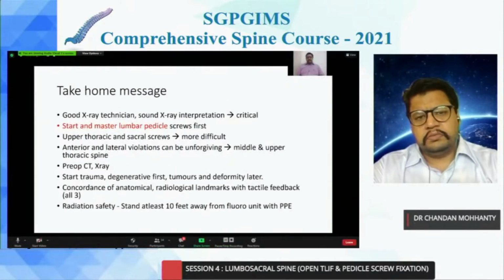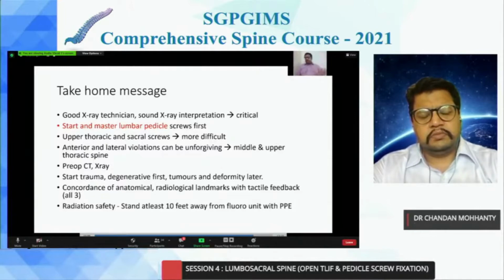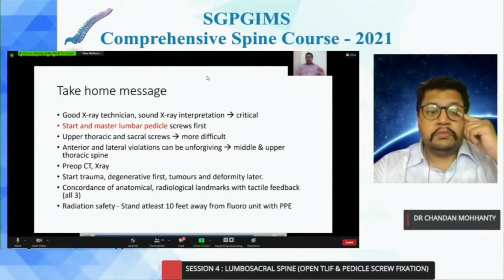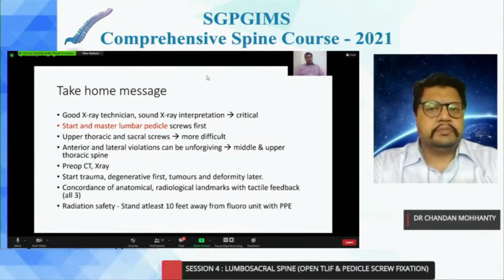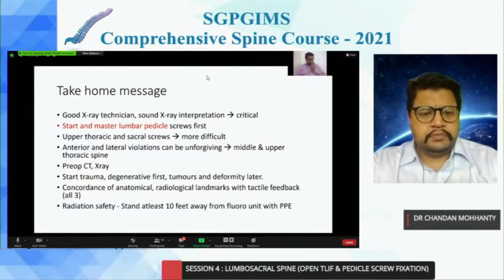So my take-home message: you need to have a good X-ray technician. That is extremely important. Cannot emphasize this enough. You should have good X-ray interpretation as well. You start and master the lumbar pedicle screws first. Upper thoracic and sacral screws are usually more difficult and can be mastered later. A study of the pre-op CT and X-ray is important. We start with trauma and degenerative cases first. Tumors and deformities always come later.